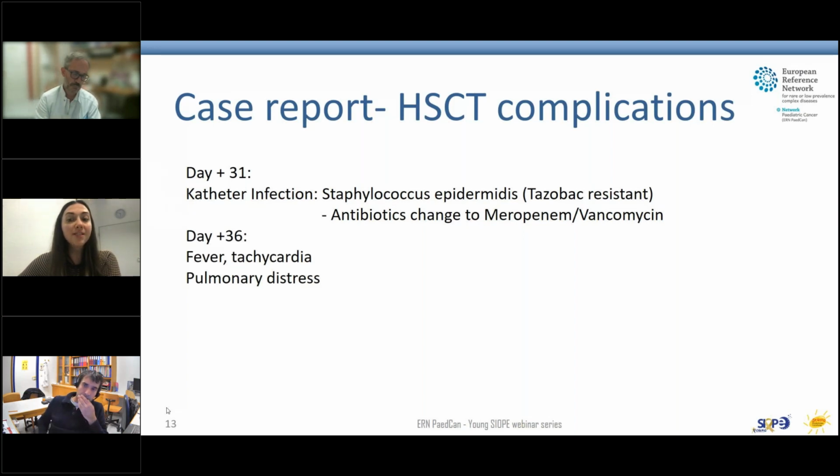Then we go further and see that on day 36, our patient unfortunately developed a fever, tachycardia, pulmonary distress, and also a reduction of the renal function.